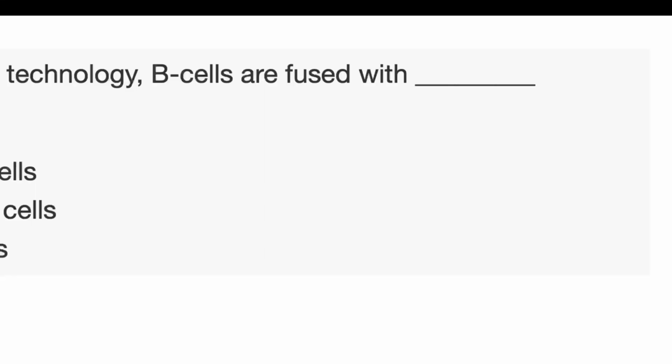Question number 3. In hybridoma technology, B cells are fused with dash. Option A, T cells. Option B, plasma cells. Option C, myeloma cells. Option D, mast cells. If you remember the nits and bits of hybridoma technology and for what it is used, B cells are fused with which kind of cells? Are they fused with T cells, with plasma cells, with myeloma cells or mast cells?